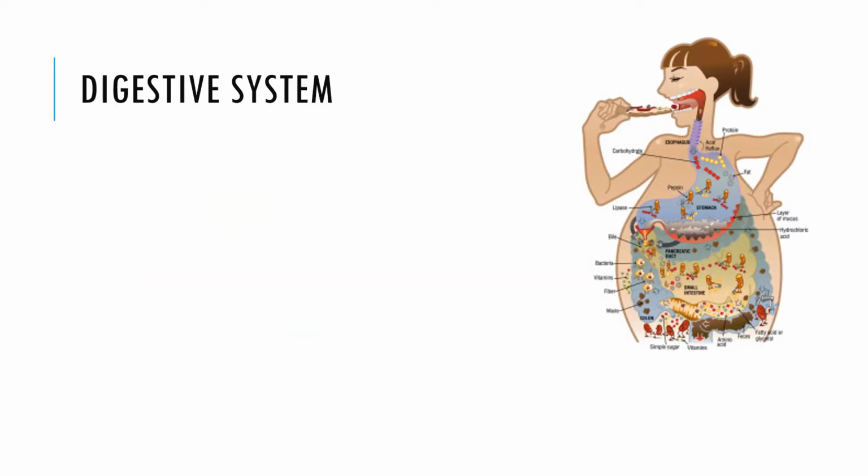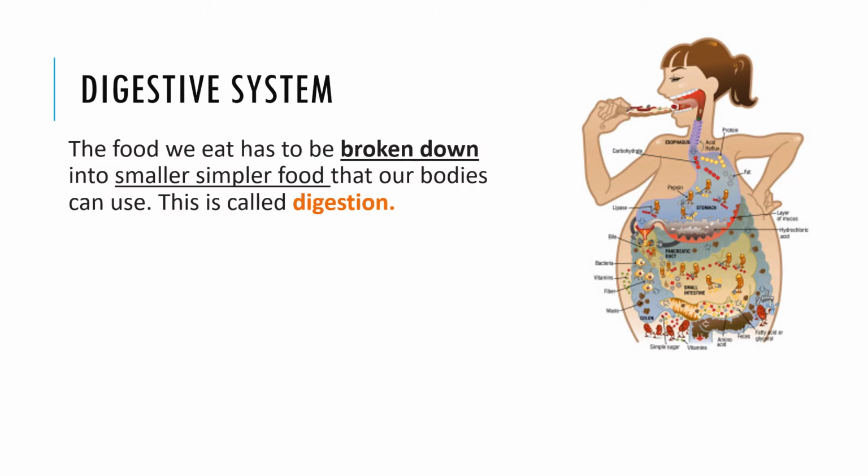What is the digestive system? You see in the picture, it's a woman eating, it looks like pizza, food. So it has something to do with the food being broken down into smaller, simple food. Then this is called digestion, when we break large, complex food into small, simple food. Digestion.